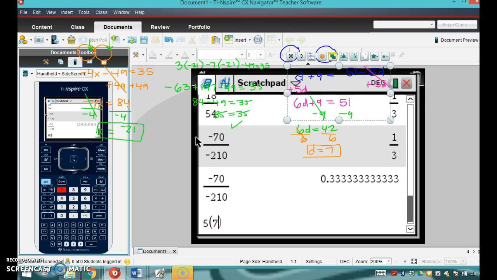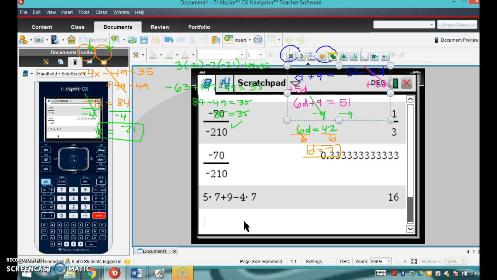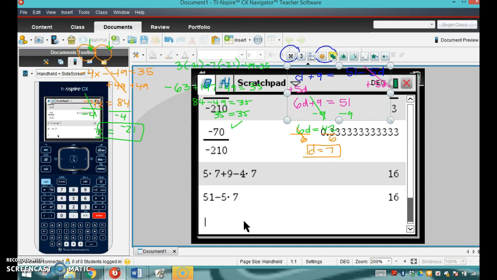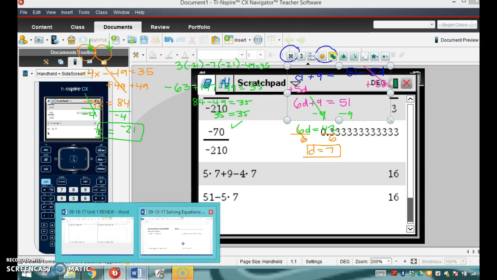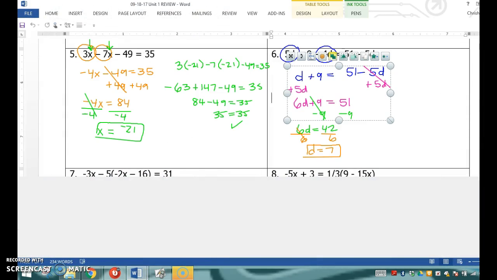5d, but I'm going to put a 7, substitution, plus 9, then it was minus 4d, but d was 7, okay, 16. The other side should match. It was 51 minus 5d, so 51 minus 5 times 7. There we go. Both sides are equal. That's how we can use our calculator. So I was just plugging in for d, plugging in for d. Substitution.